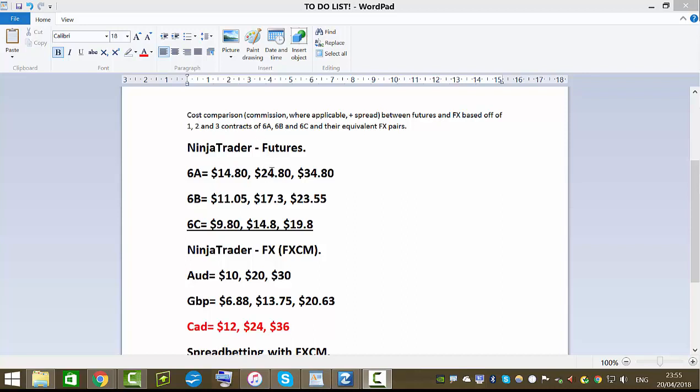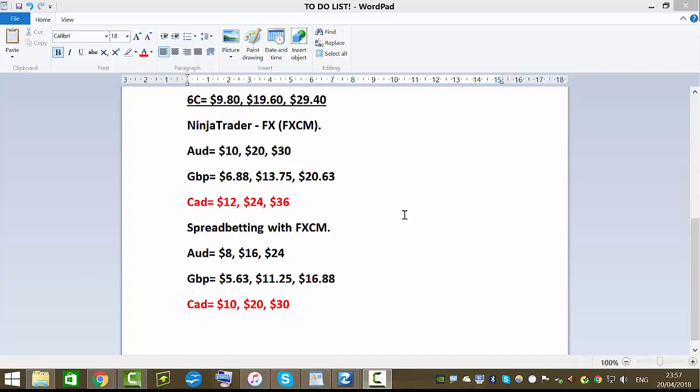2 contracts would be, actually I've made a mistake here, 2 contracts wouldn't be $24.80. So I better check this information before I go any further. I'm just going to pause for now. Okay, this should be correct now.